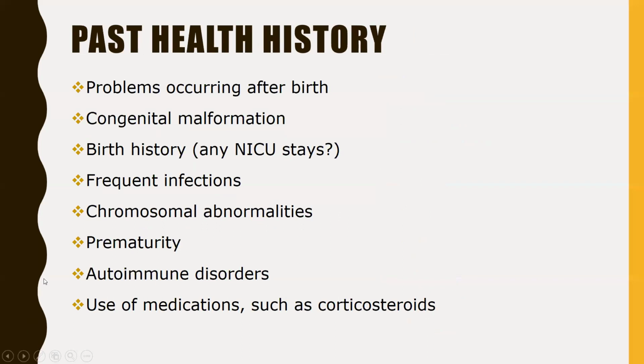With their past health history, we would want to know any problems occurring after birth. Do they have any congenital malformations? What is their birth history? Did they have any NICU stays? Do they have a history of frequent infections? If so, what kind? Do they have any chromosomal abnormalities? Do they have a history of prematurity? What about autoimmune disorders, or their use of medications such as corticosteroids?